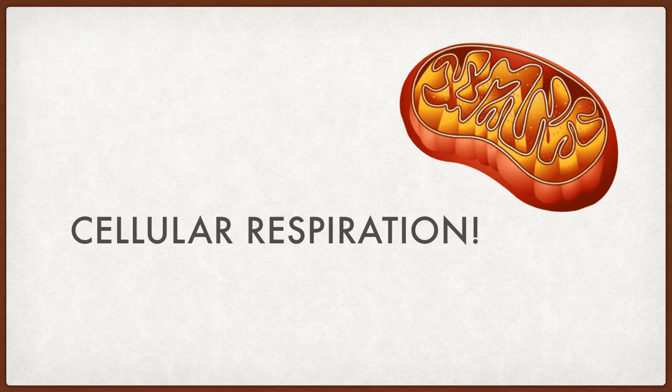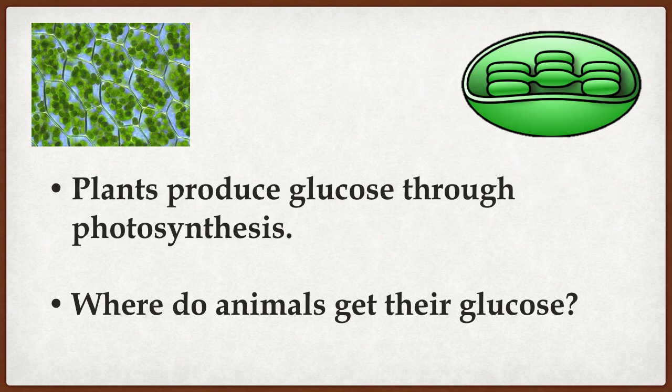And this, unlike photosynthesis, takes place in the mitochondria. As a recap, remember that plants produce glucose, that's sugar, when they do photosynthesis. In the presence of sunlight, they can take CO2 and water and make their own sugar. Now for us, we don't have chloroplasts. So where do I get my glucose? I want glucose so I can change it into ATP, but where do I get that in the first place?